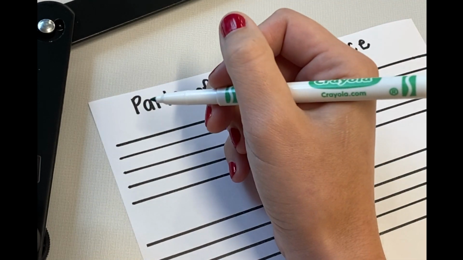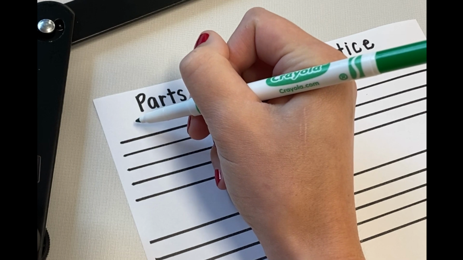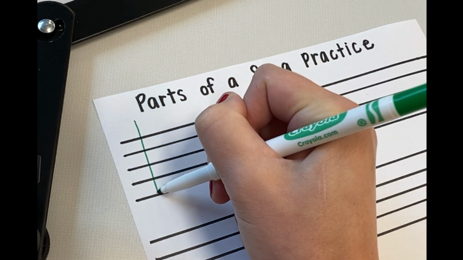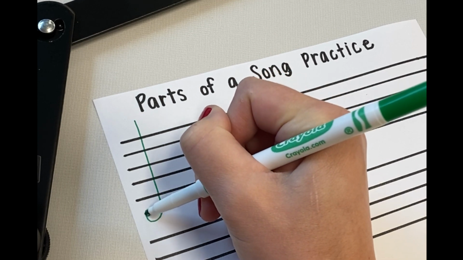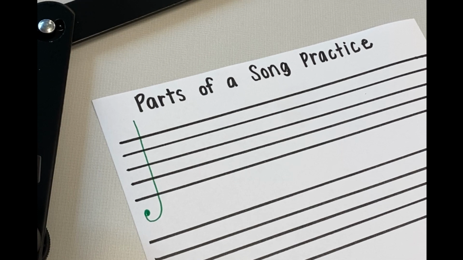So the first step is you're going to draw a letter J. I'm going to start actually up here above my lines. I'm going to go straight down through all of my lines, and I'm going to give my J a little curvy tail. So that would be step 1 for treble clef.